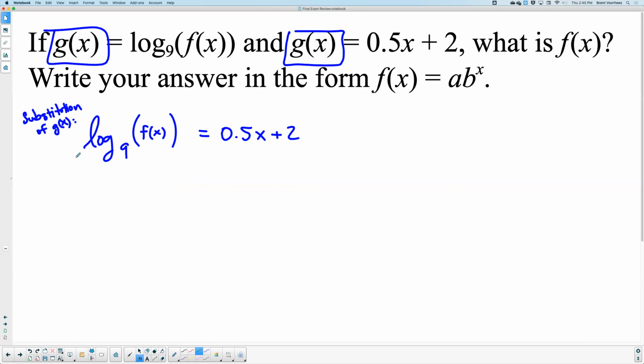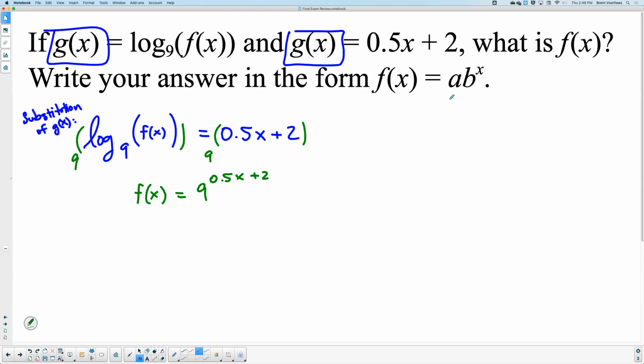So what do we end up having? It's basically how Delta Math teaches you. Raise both to the power of 9. That's what you're doing. These two cancel each other out. And so what you're left with is f of x equals 9 raised to the power of 0.5x plus 2. And I really don't need parentheses there. I'm going to take away the parentheses. 0.5x plus 2.